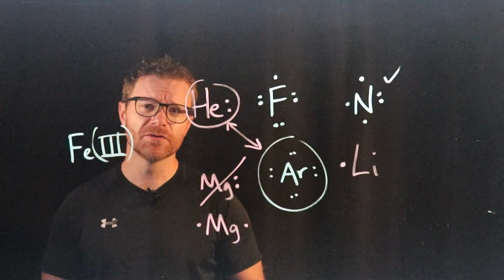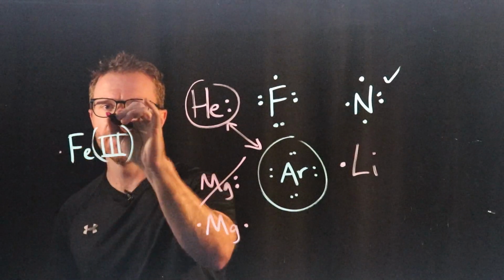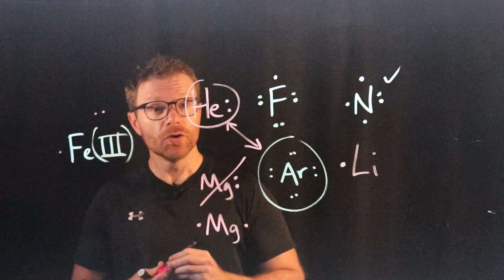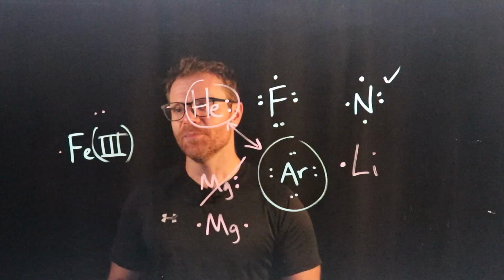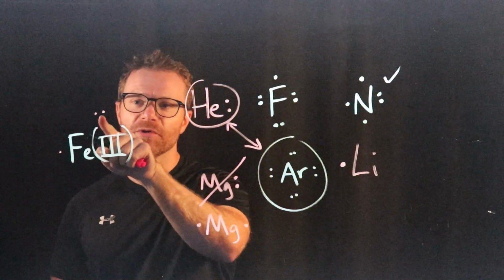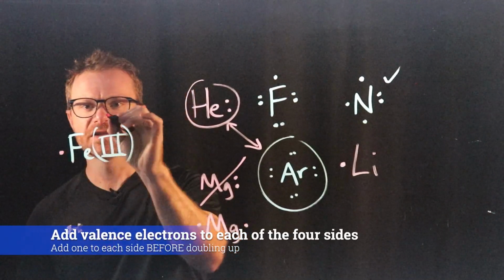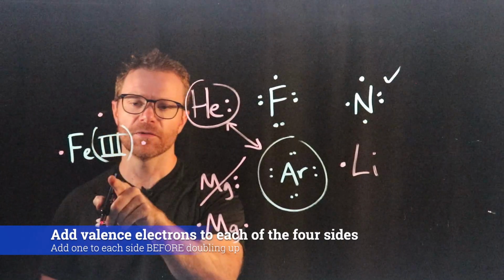So if I tell you to draw the Lewis diagram of iron 3, you would know it has 3 valence electrons, so I'd go 1, 2, 3, and oops, I think I just screwed up, right? If you've been paying attention, you know exactly what I did. I put 2 on the top before I put 1 on each side. So it should look something like this, 1, 2, 3 with one side open.